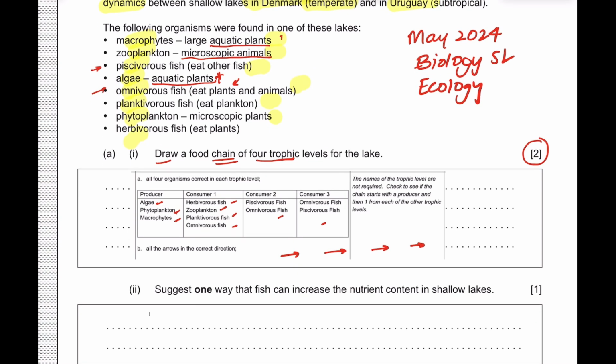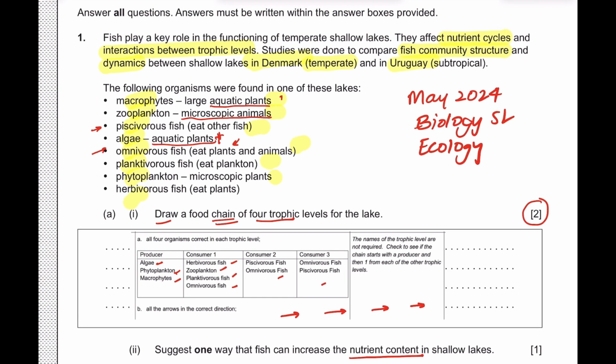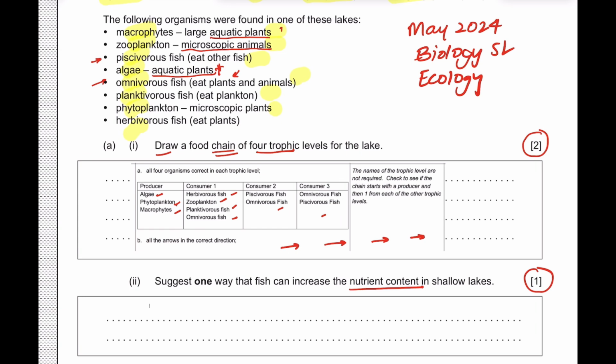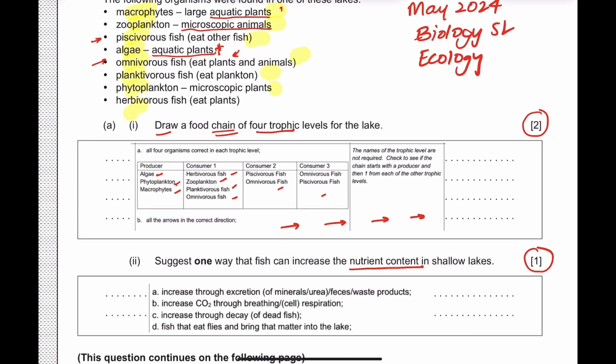Now suggest one way that fish can increase the nutrient content in shallow lakes. So this is again a general information question, and it is only 1 mark. But if I show you the mark scheme, it has a lot of points: whatever waste product. The waste product can be the nutrients, and CO2 is increasing the nutrient contents. Now why are we saying CO2 as a nutrient content? Because it can be utilized by the plants.